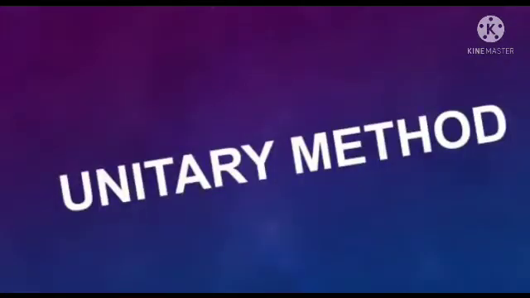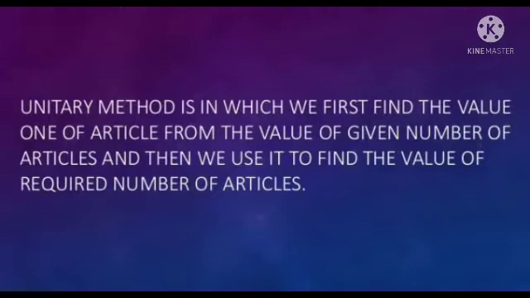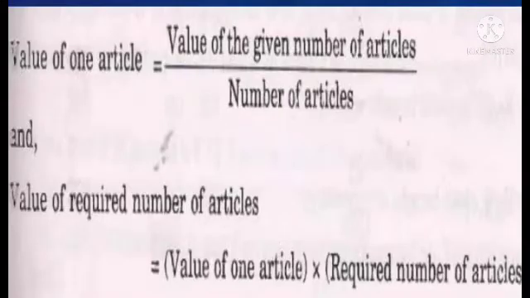Unitary method. Unitary method is a method in which we first find the value of one article from the value of a given number of articles, and then we use it to find the value of the required number of articles. Value of one article is equal to value of the given number of articles upon number of articles, and value of required number of articles is equal to value of one article multiplied by required number of articles.